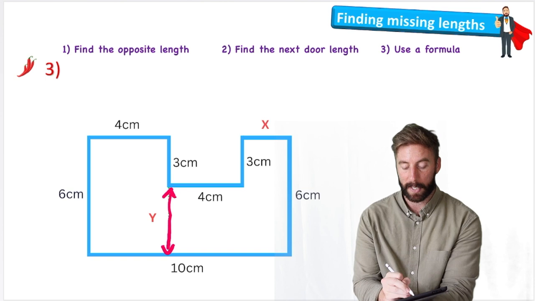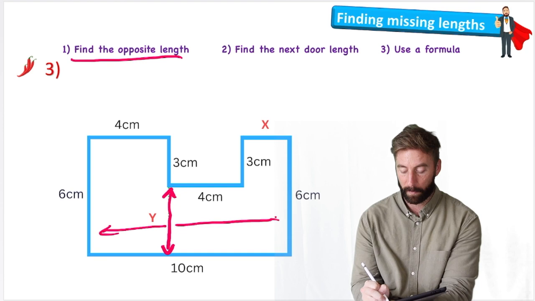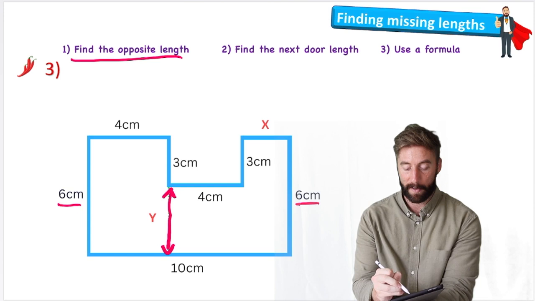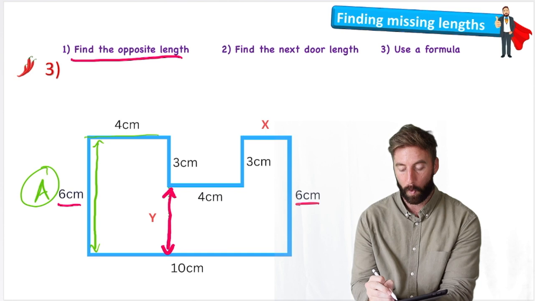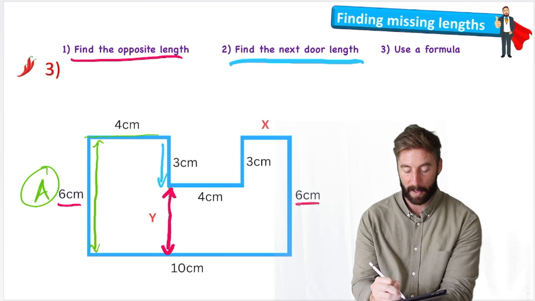So my first step says to find the opposite length. Now with this one, I can either come this way or I can come this way for my opposite because they're both 6 centimeters. I'm going to choose to look at this length here on the left and I'm going to call this length A. So what other information is here that I'm going to need? Well, I can look next door for my other length and I can see that next door I have a length of 3 centimeters and we'll call this length B.